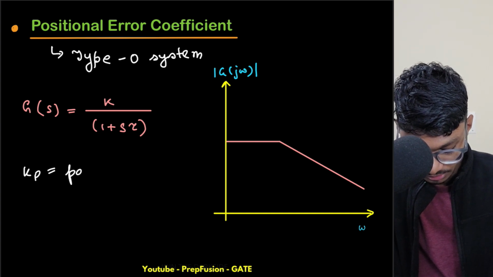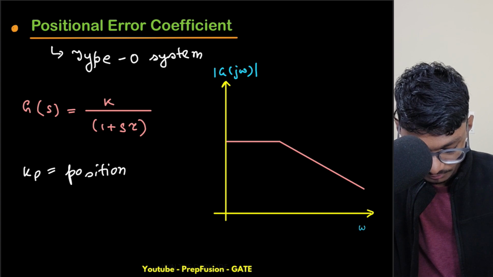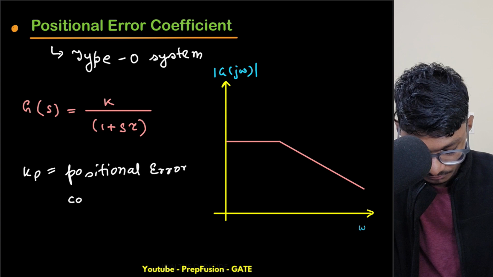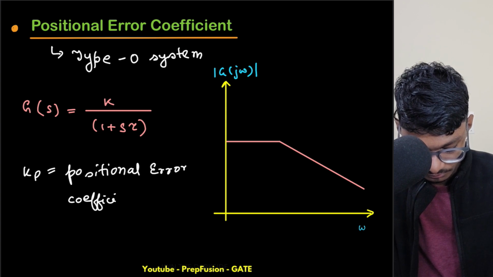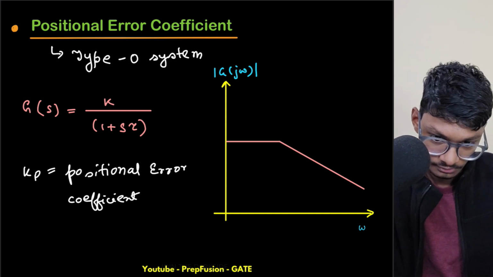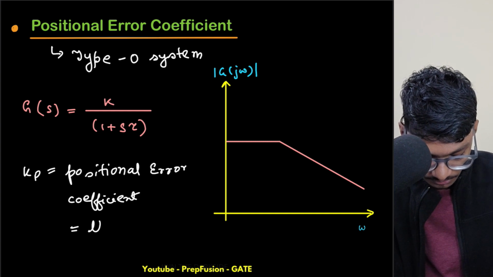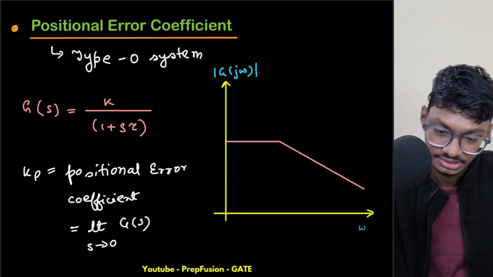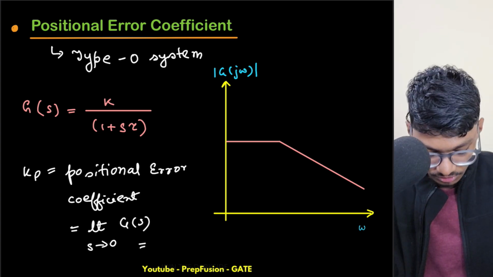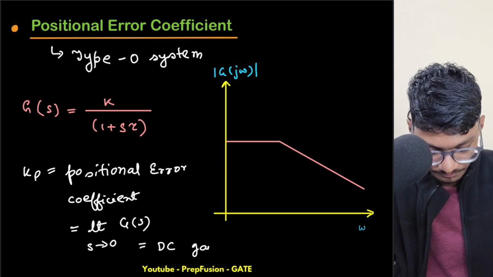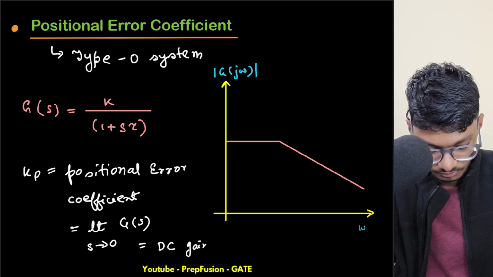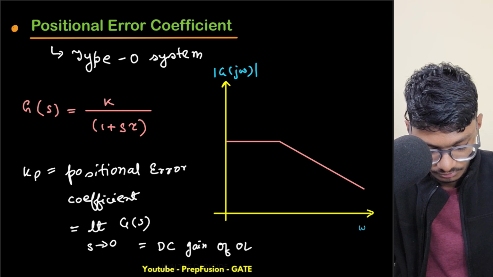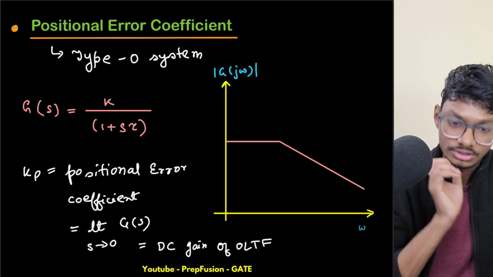Kp, the positional error coefficient, is equal to the limit as s tends to 0 of G(s), basically the DC gain of my OLTF. This is also known as the DC gain of the OLTF.